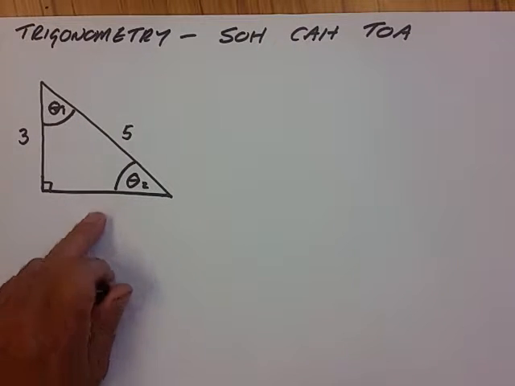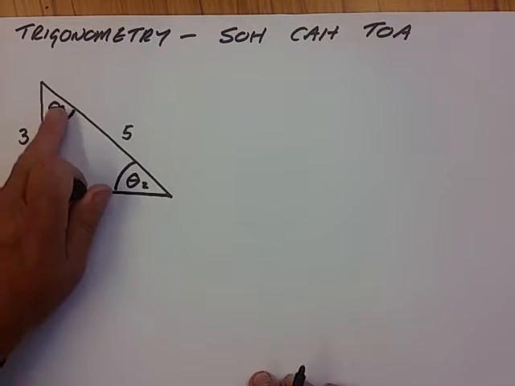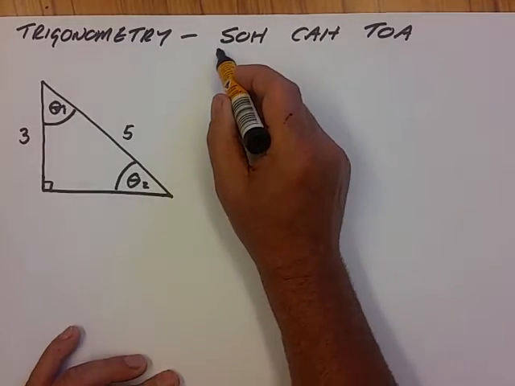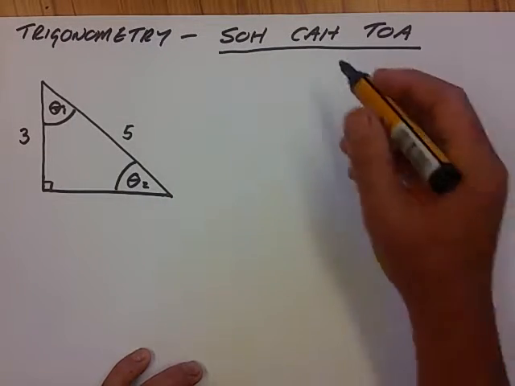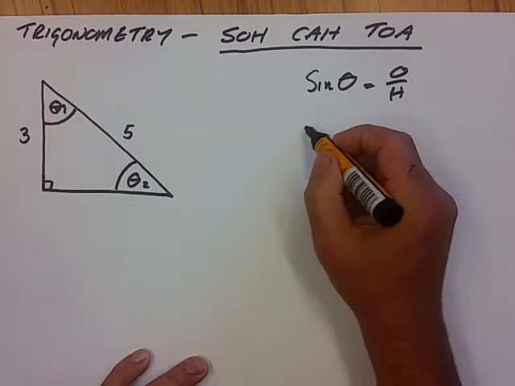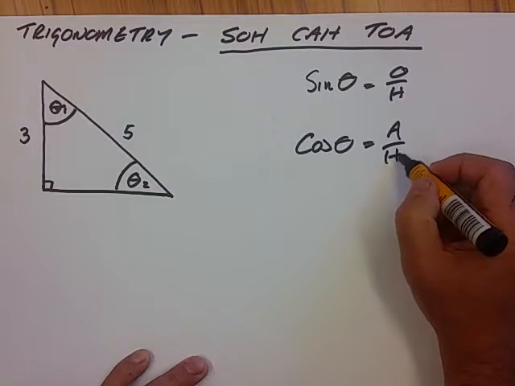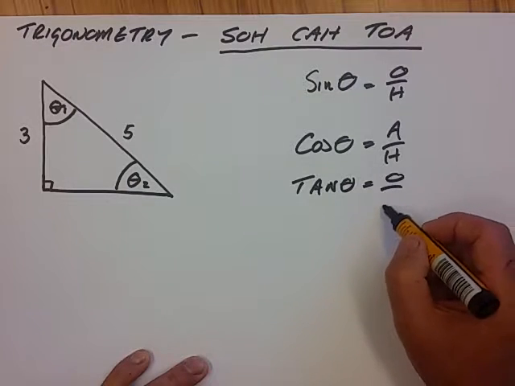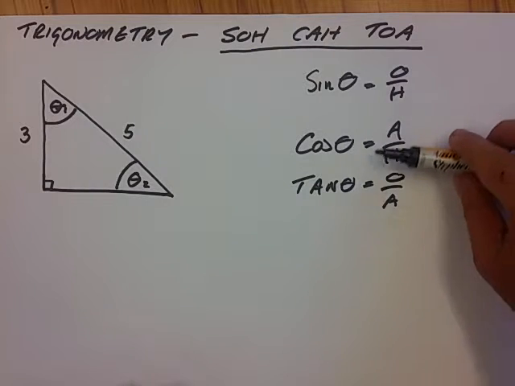In this side, we can use Pythagoras' theorem to calculate the 4, but how do we calculate the angles using the sides? Well, you've probably all heard of the term SOHCAHTOA, and it's an abbreviation or a shortcut way for us to remember that sine theta equals opposite over hypotenuse, cos theta equals adjacent over hypotenuse, and tan theta equals opposite over adjacent.